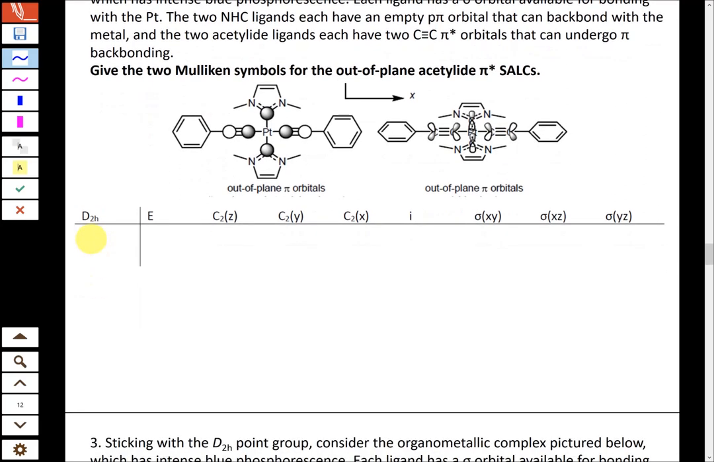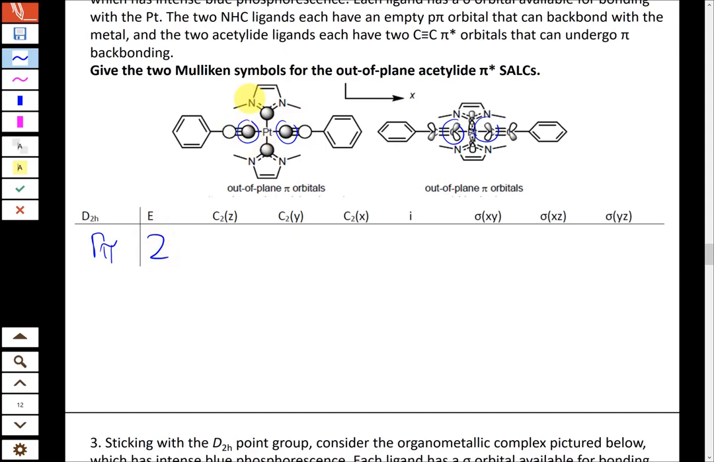All right, now what we're looking at are the out-of-plane acetylide pi star SALCs. So this is going to be, again, a p orbital here and here, or the whole pi star if you want to consider it, but really, again, just one set of p orbitals. The difference between these ones is that the p orbitals are now facing in the z direction, so they're coming out of the page. So when we do the representation for this set of pi orbitals, also on the acetylide, the horizontal ligands there, 2 for identity.